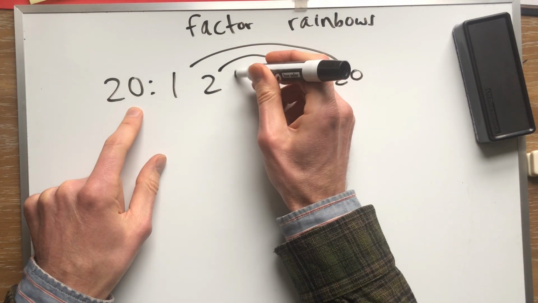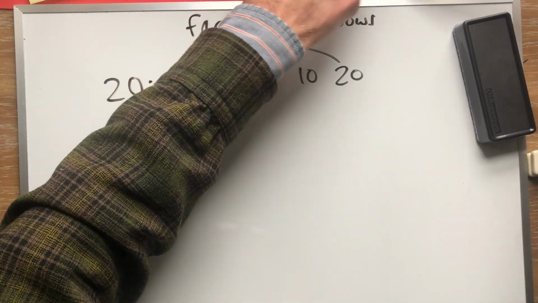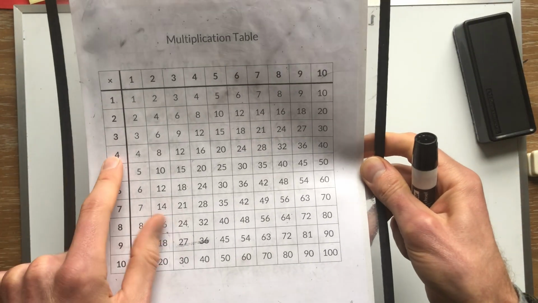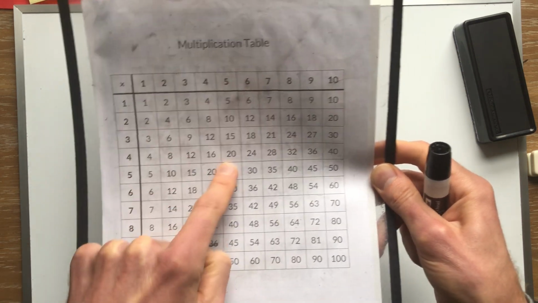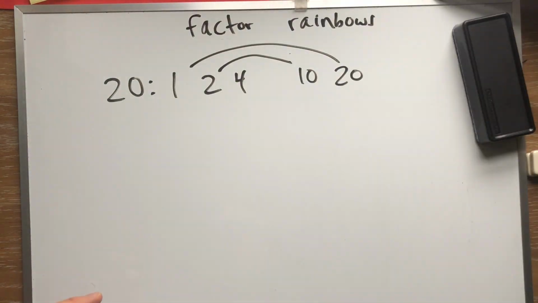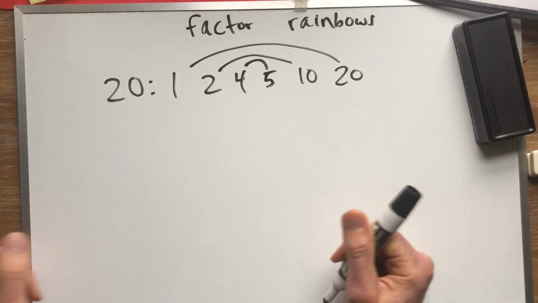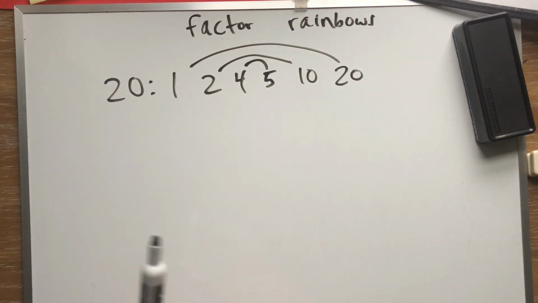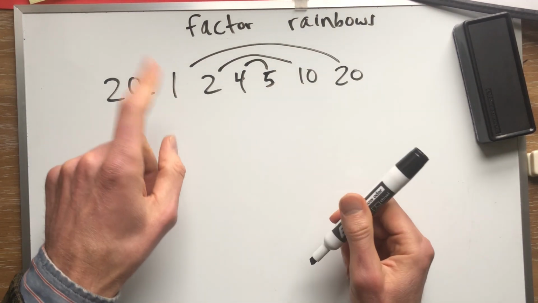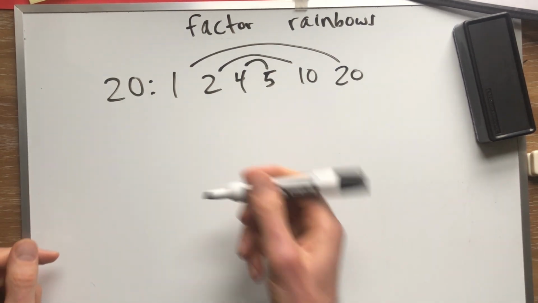4 times what? And if you're not sure, you guys, you just look here. Does 4 go into 20? Yep, there it is. 4 times 5 is 20. So 4 times 5. And once we get that close, we're done. So let's count how many factors we have. 1, 2, 3, 4, 5, 6. So we should get 6 problems.